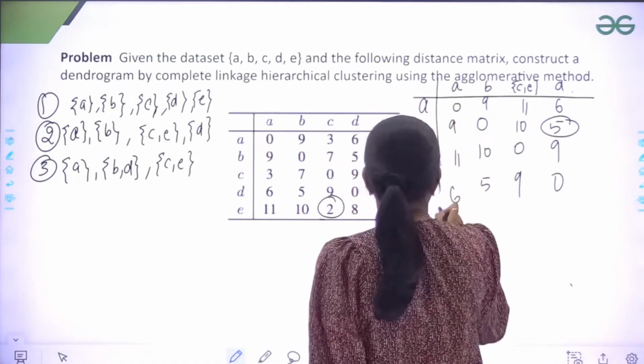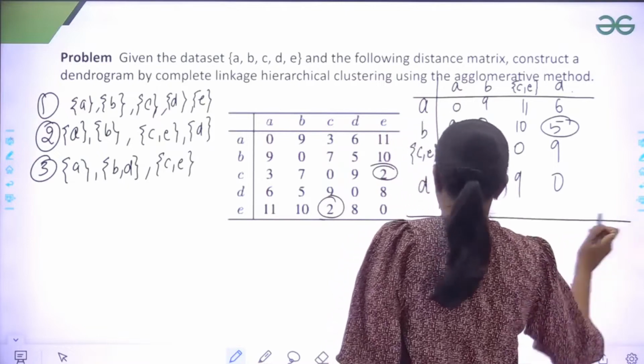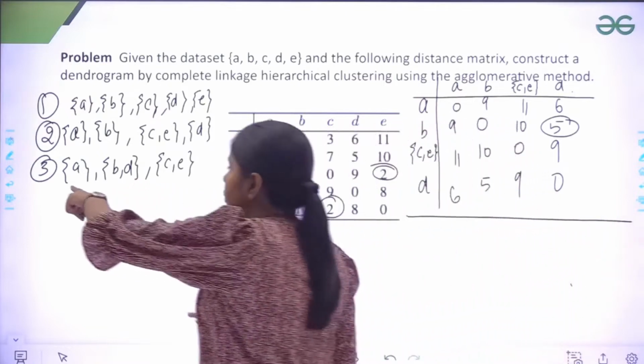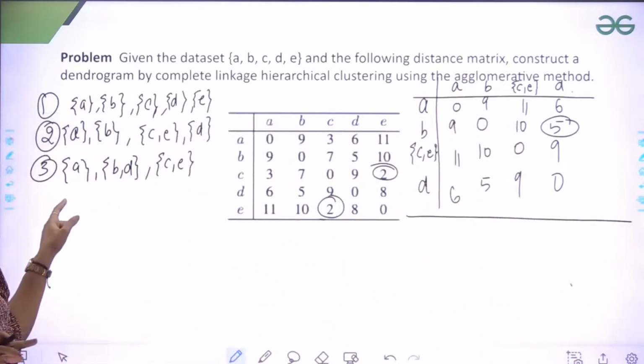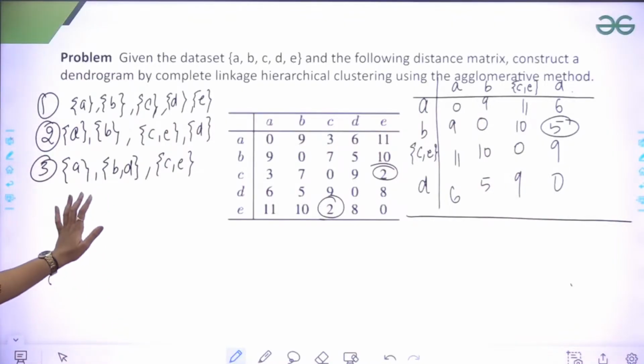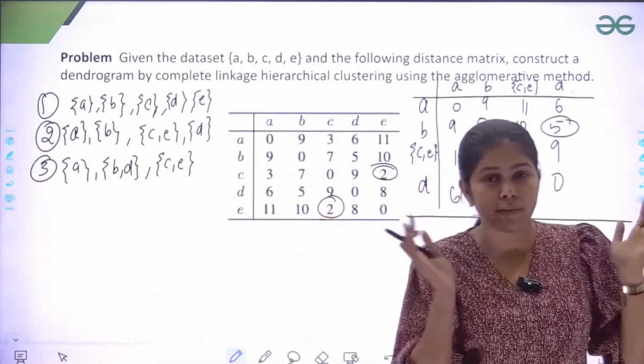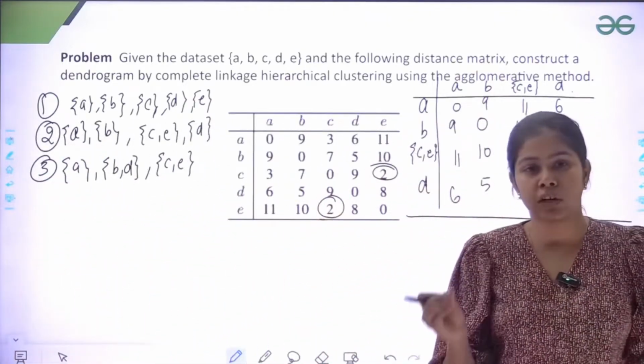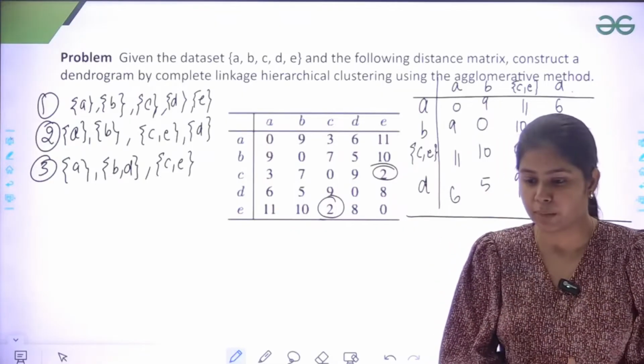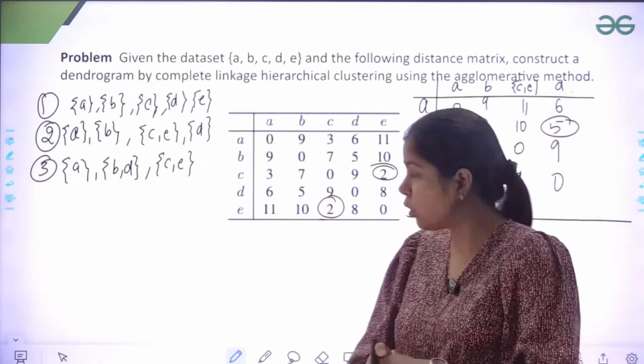Let me know, guys. Now next thing we have here is that I have to find out distance between these three, right? And whatever is minimum, I'll combine them. So see, whenever I'm finding out distance between two clusters, I have to take a maximum. But whenever I have to combine the points or combine the clusters, then I have to take the minimum distance, right? I hope this is clear.